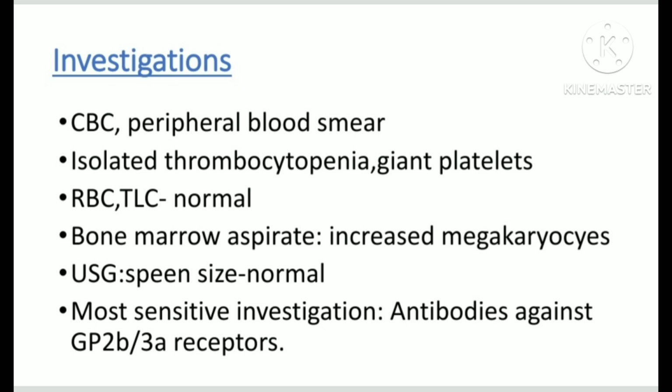But the most sensitive investigation is looking for the exact pathology. What's the pathology in ITP? It is antibody against GP2B3 receptors. Hence, finding out whether these antibodies against GP2B3 receptors are present or not is a sensitive investigation, which you can do through many measures like ELISA.